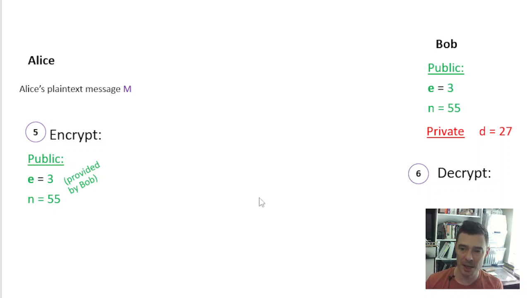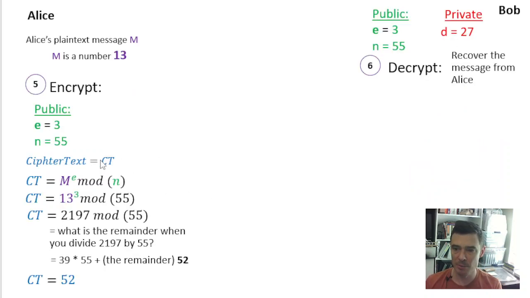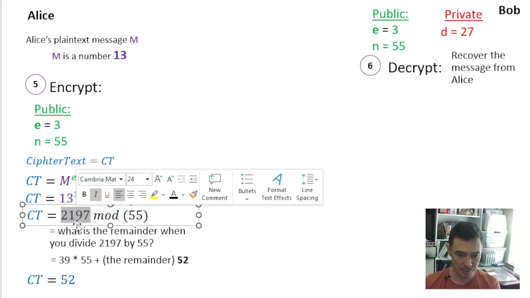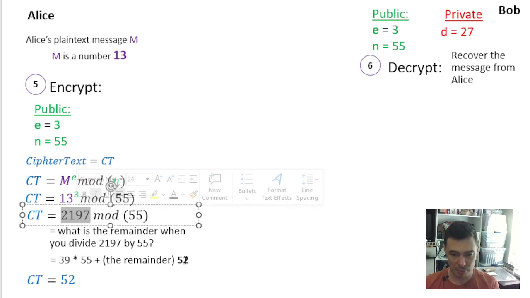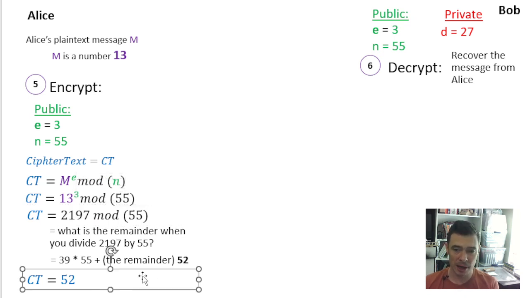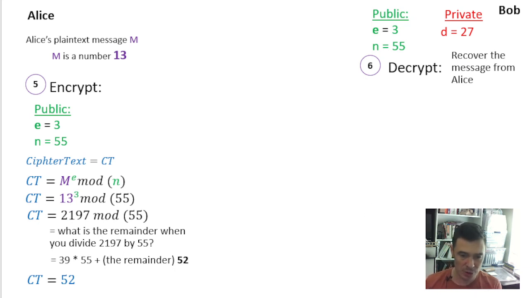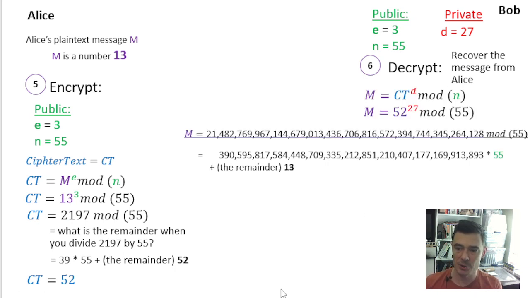And then for the last steps, again, everyone in the world has Bob's public key. Alice takes the public key, uses this equation to calculate her ciphertext. It gets 13 to the 3 is this number. This number is 39 times 55 plus 52. So her answer is 52. This 52 is the cipher message.